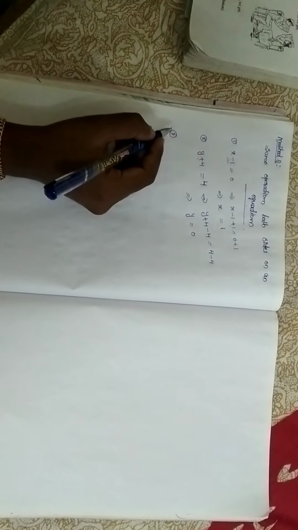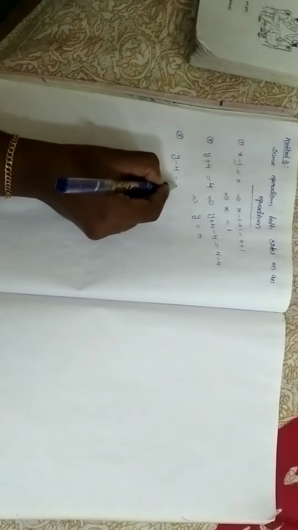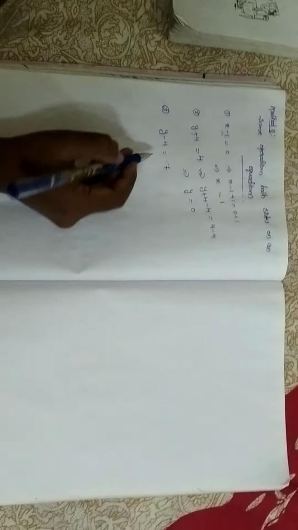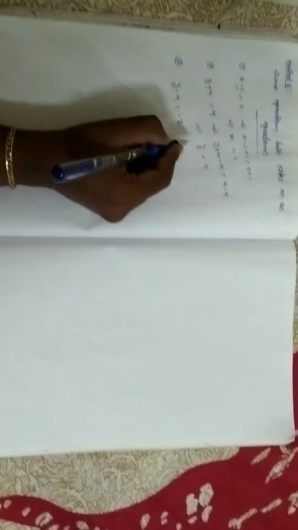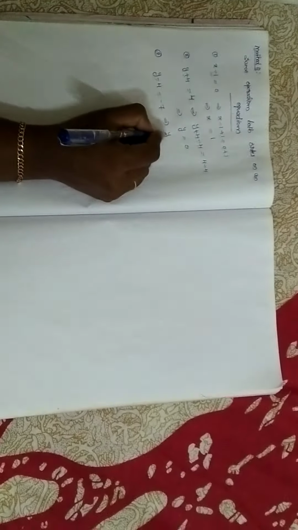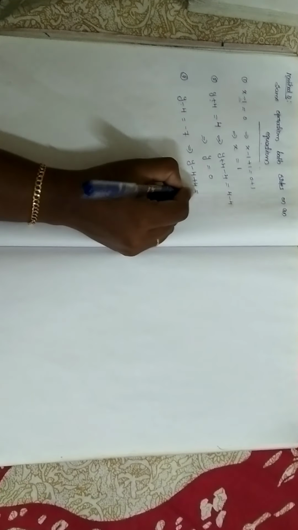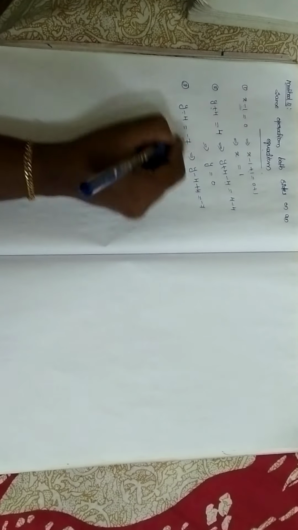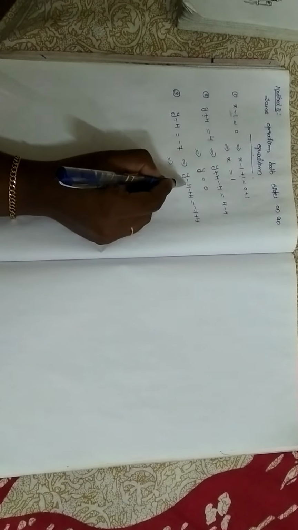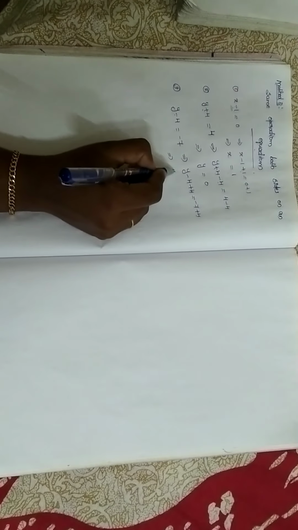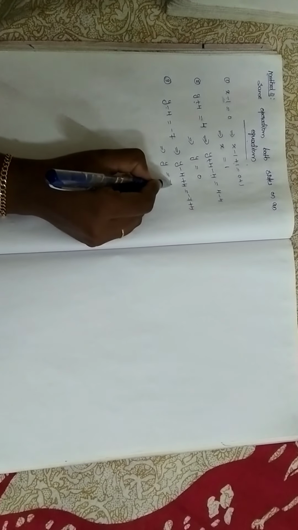Next question. y minus 4 is equal to minus 7. Here it is also subtraction. We take y minus 4 plus 4 is equal to minus 7 plus 4, which is minus 3. Minus 4 plus 4 is equal to 0. So y is equal to minus 7 plus 4, which is minus 3.